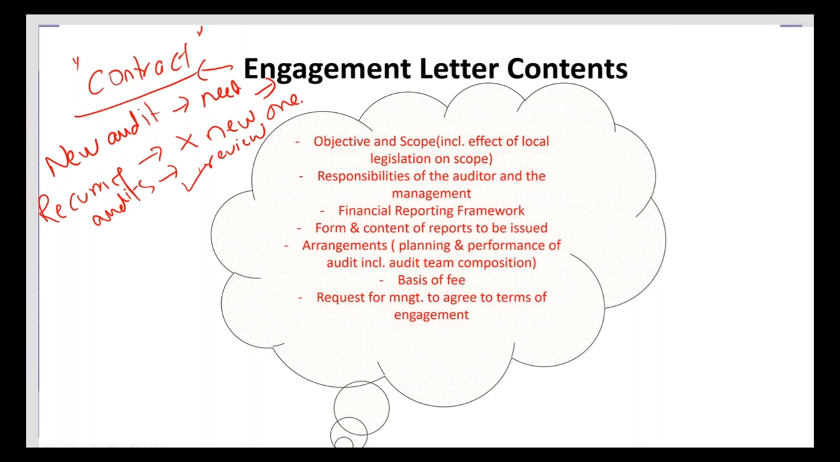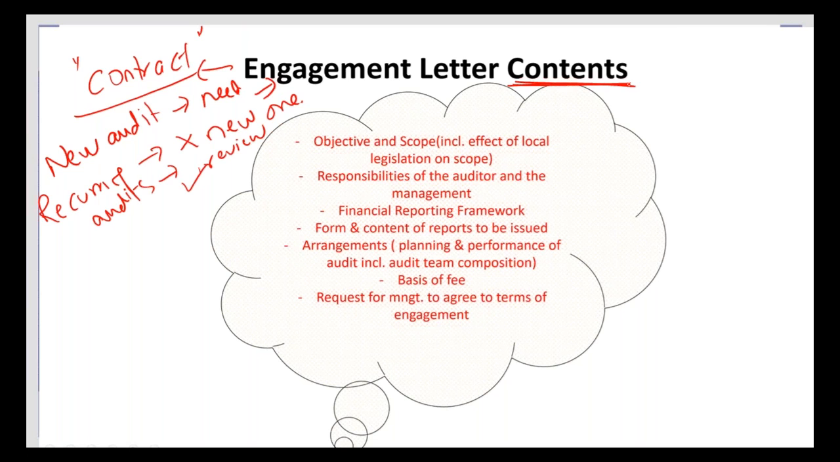If along with audit, you are offering other assignments as well, then each assignment will have a separate engagement letter. So this contract that I'm making is restricted to the audit of financial statements, which is one type of assurance engagement. It will be made for every new audit assignment. If it's a recurring assignment, you don't need a new one, but it has to be reviewed on an annual basis to see if any changes need to be made.